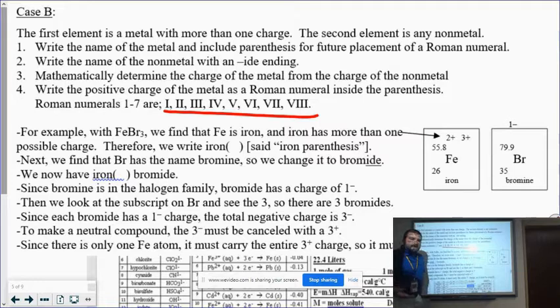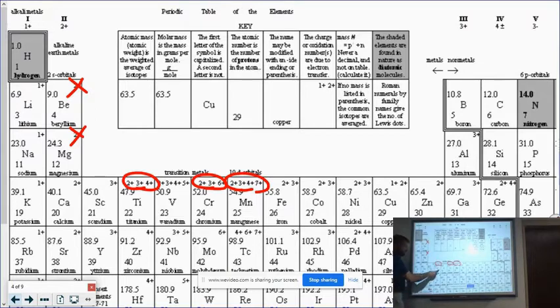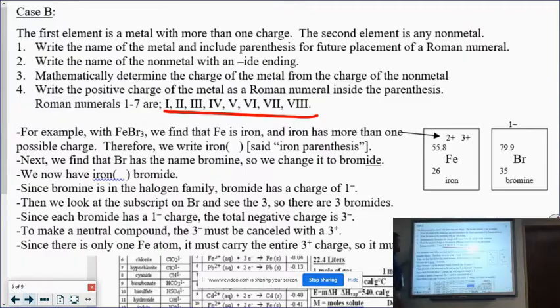So we have to figure out what the Roman numeral actually is. The Roman numeral represents the positive charge. Just as an example, if I were to have titanium with a 2+ charge, the Roman numeral I would use is 2. If I have chromium with a 6+ charge, the Roman numeral I use in the parentheses is Roman numeral 6. All right, so let's keep going.